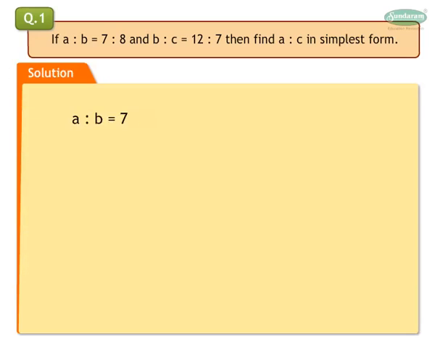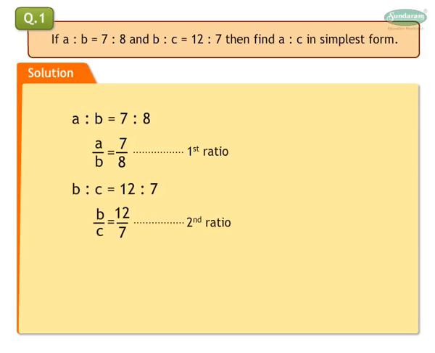Solution. We write the first ratio as A upon B is equal to 7 upon 8. We write the second ratio as B upon C is equal to 12 upon 7. Now to get A upon C, we have to multiply A upon B by B upon C. So we take the first ratio and multiply it by the second ratio.